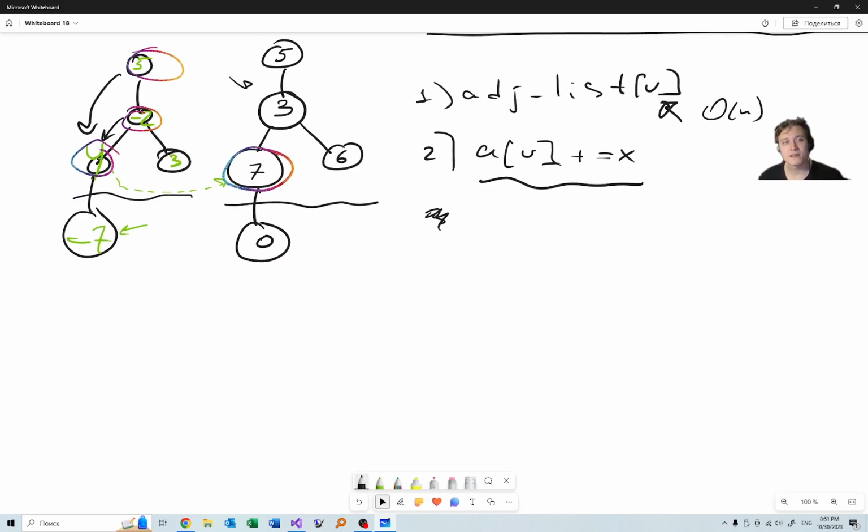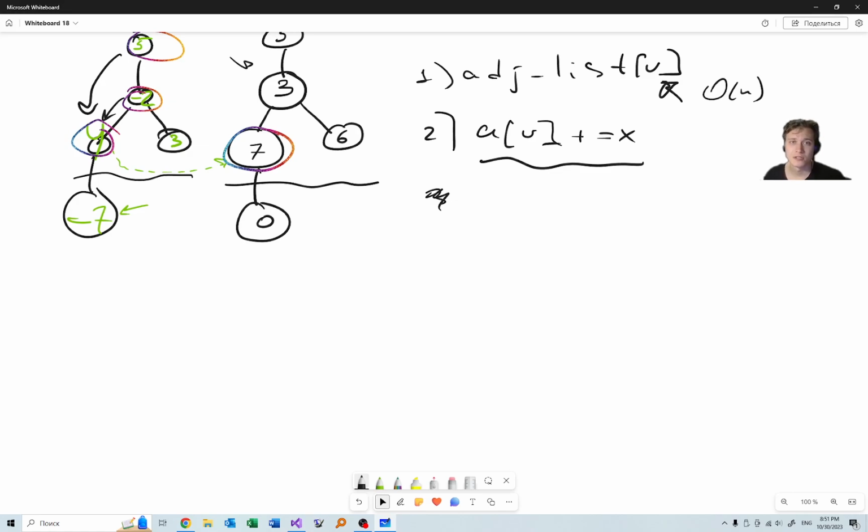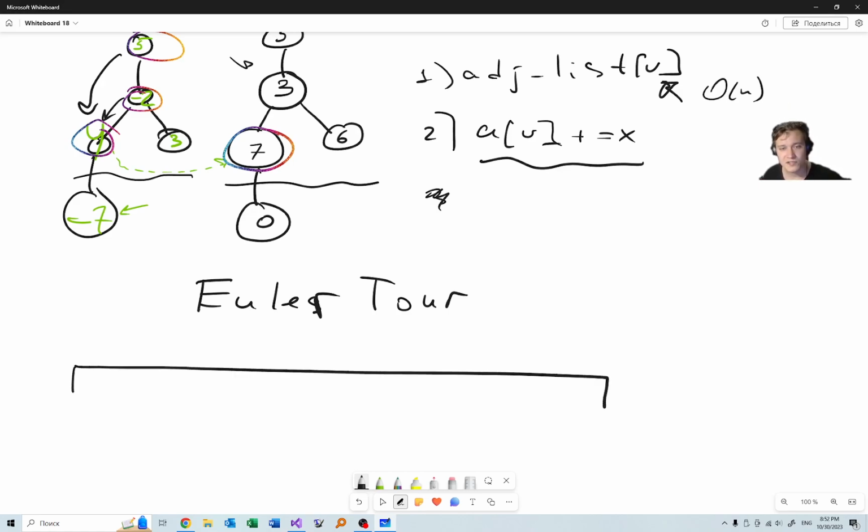So I came up with the following approach. Let's consider the thing which is called the Euler tour. This is a way to make an array of a tree. How do you do it? You make a DFS, and in this DFS, you put everything you visit in an array.